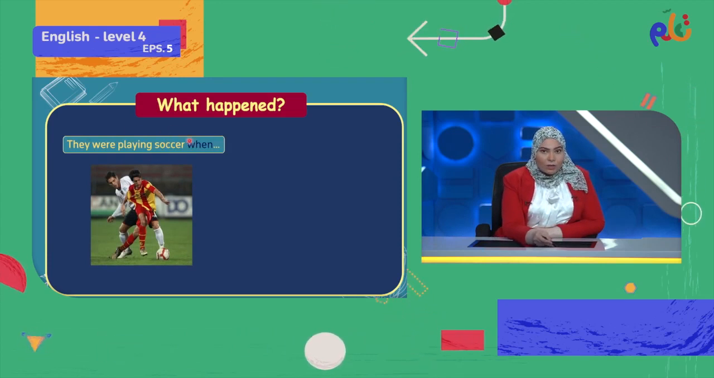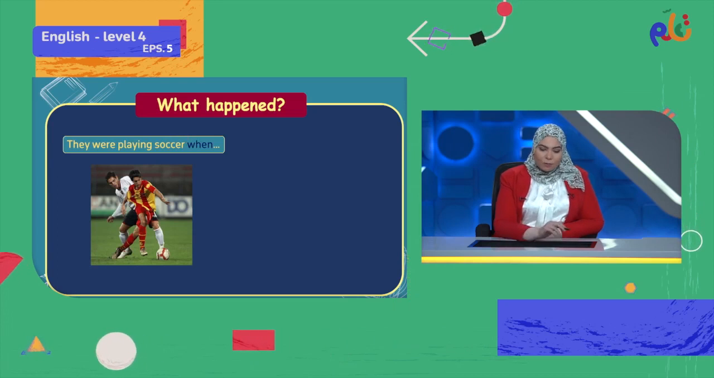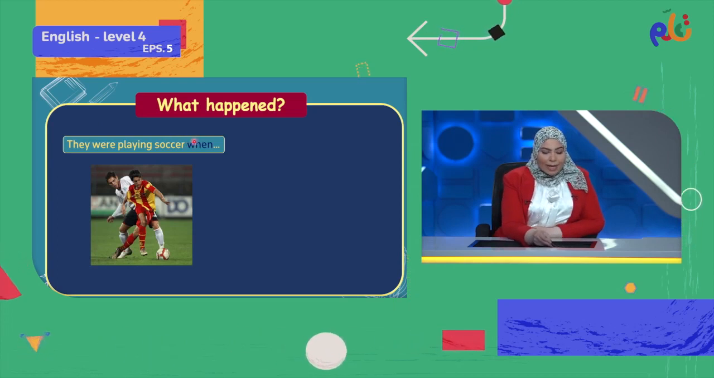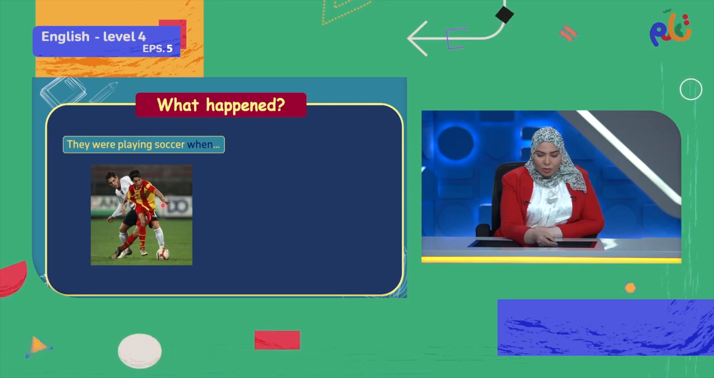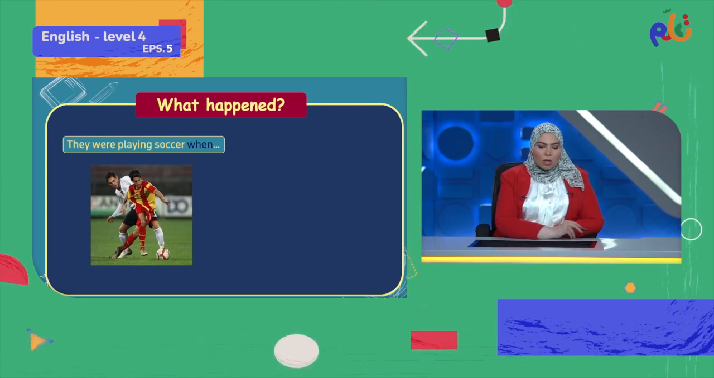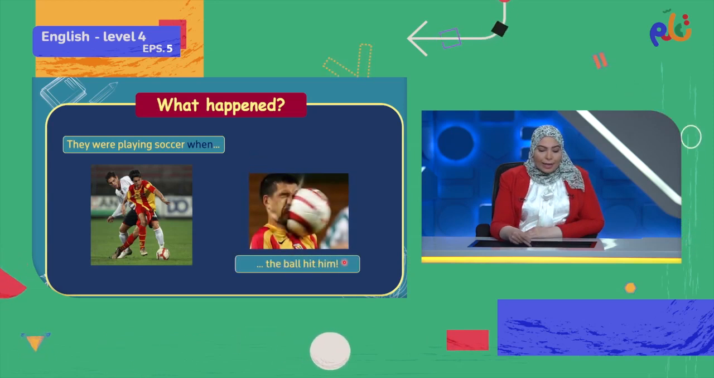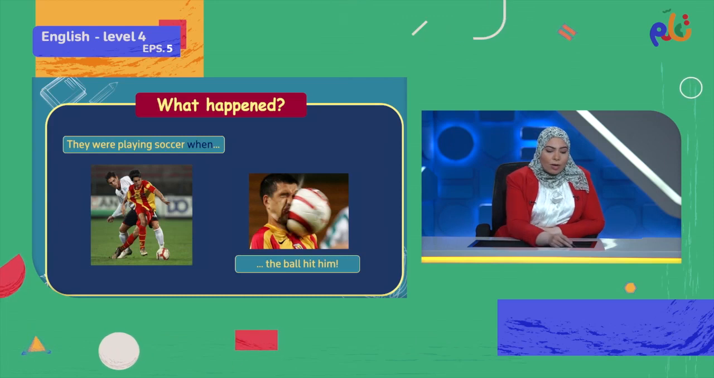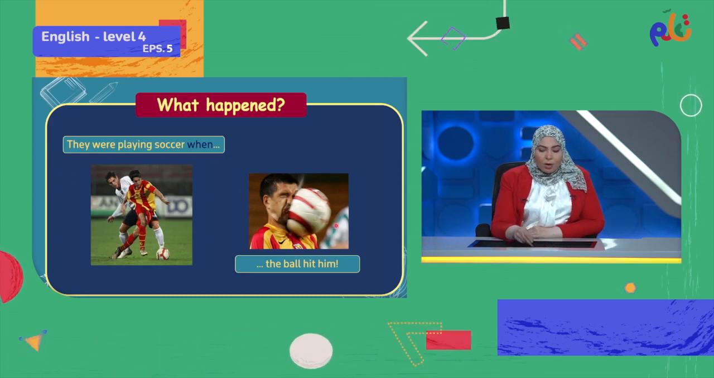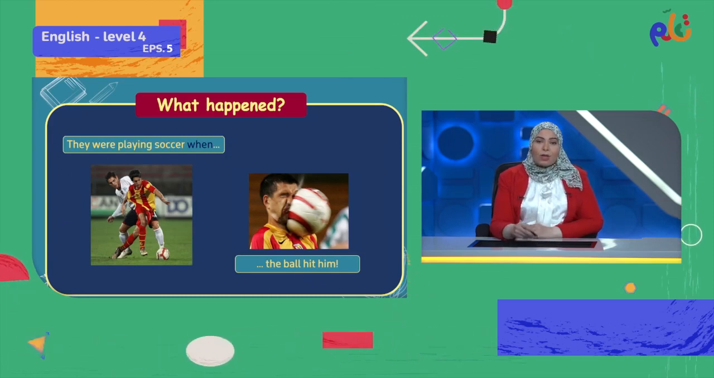Do you remember the meaning of soccer? It's the same like football. So they were playing soccer when? Okay, what do you think happened? So the ball hit him. So they were playing soccer when the ball hit him.